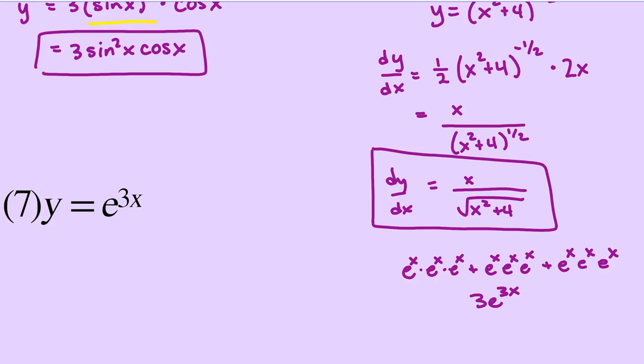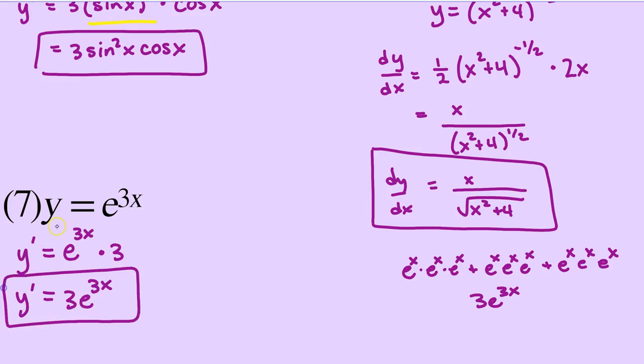But if we're going to use the chain rule, recognize that the outside function is the e to the x function and the inside function is the 3x function. So the derivative of the outside, the derivative of e to the something is e to the something times the derivative of the inside. The derivative of 3x is 3. So there you go, 3e to the 3x. Much simpler than having to use the triple product rule.